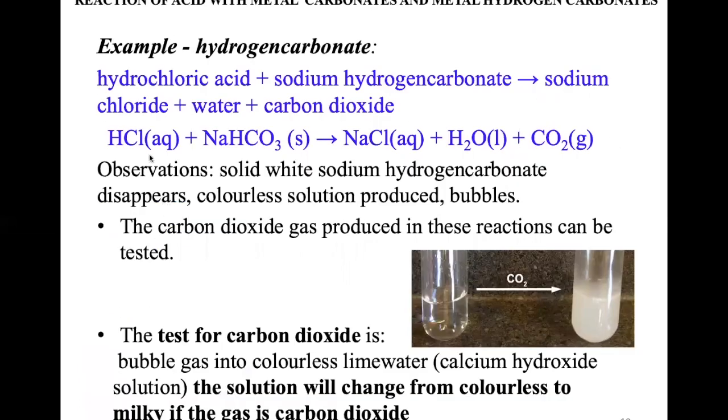Now another example, acid with sodium hydrogen carbonate. During this process, salt is produced along with water and carbon dioxide. The gas that is produced is carbon dioxide. So the observation shows that solid white sodium hydrogen carbonate, which is white in color, will disappear and the solution becomes colorless.